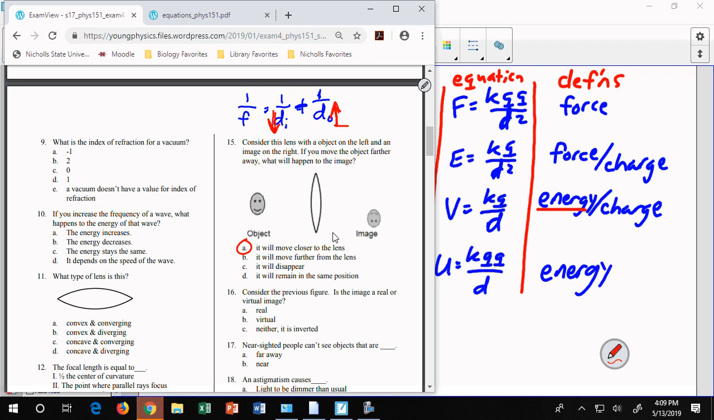They go together, yeah, like this. If the object moves closer, the image moves further away. Is that right? Yeah.